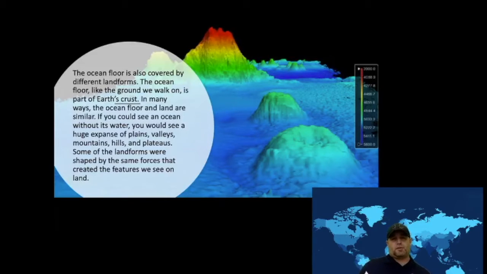The ocean floor is also covered by different landforms. The ocean floor, like the ground we walk on, is part of Earth's crust. In many ways, the ocean floor and land are similar. If you could see an ocean without its water, you would see a huge expanse of plains, valleys, mountains, hills, and plateaus. Some of the landforms were shaped by the same forces that create the features we see on land today.